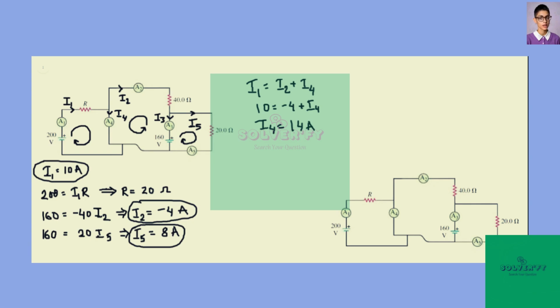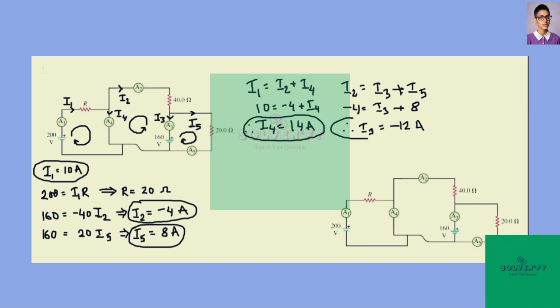Also, the other relation is that I2 divides into I3 and I5. So we can write I2 equals I3 plus I5. Of these we know I2 and I5, we don't know I3. So minus 4 equals I3 plus 8. This gives me I3 equals minus 12 amperes, right? So we have found I4 and I3 as well. We have found all the remaining currents.